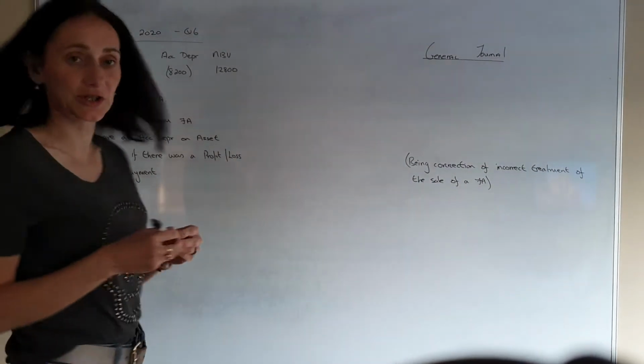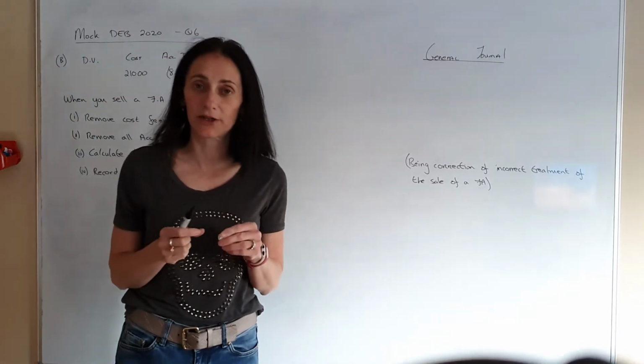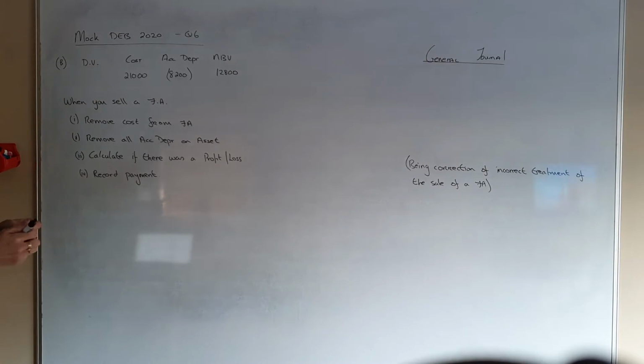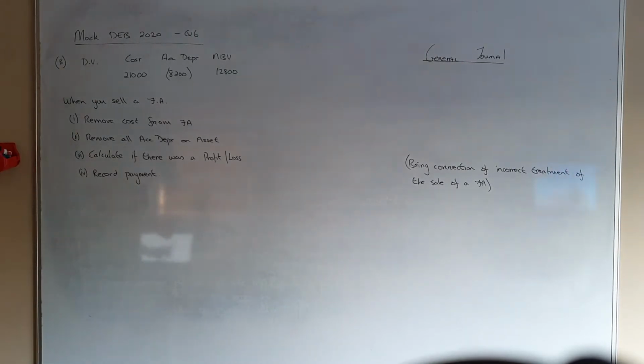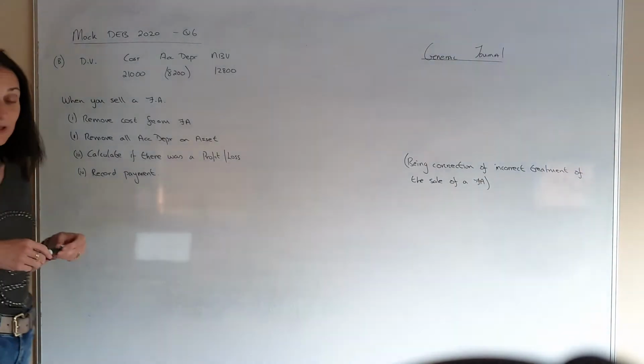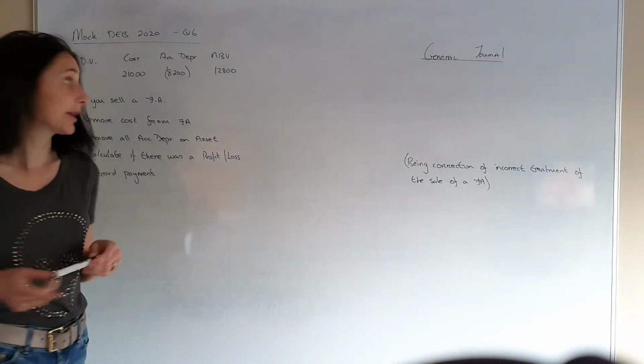Okay, back to your suspense. We're on the mock 2020 and we're doing part B. Now, in part B, it says that you have sold a delivery van. So I'm just going to go through what you do when you sell a delivery van. It's the very same steps as in question 1.